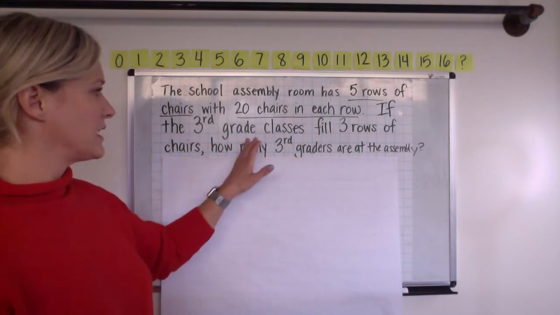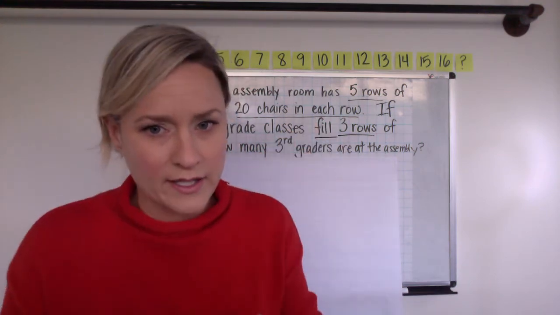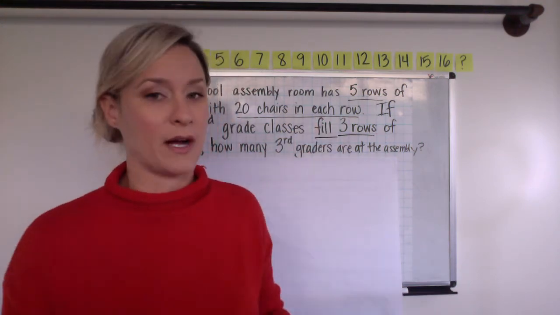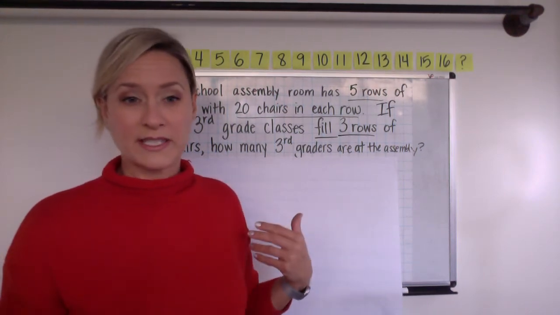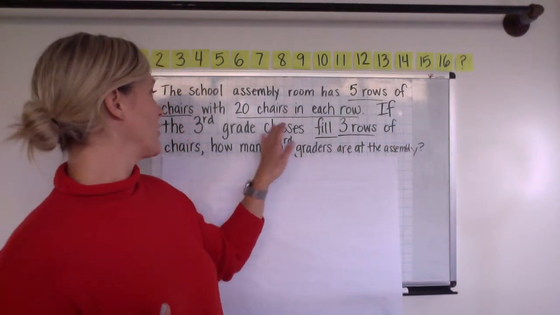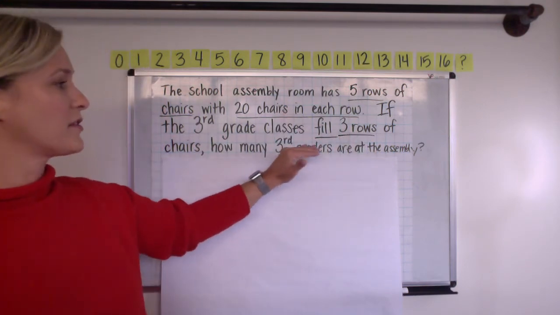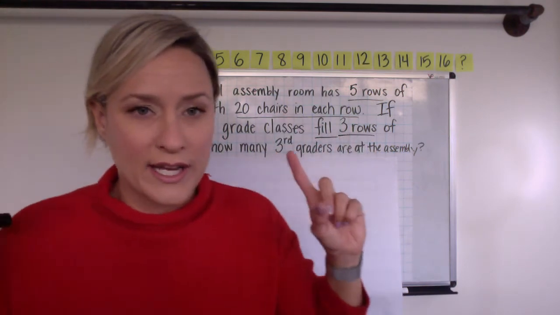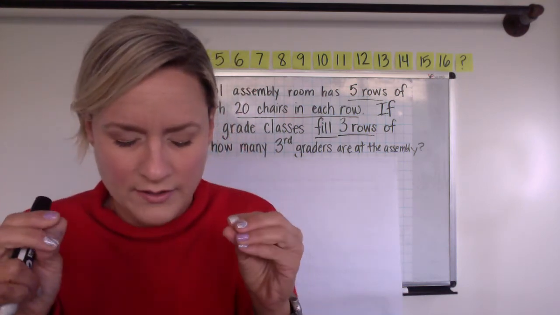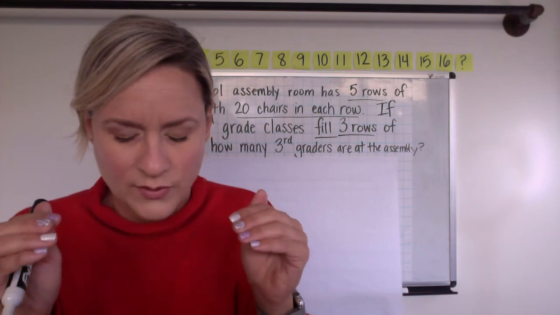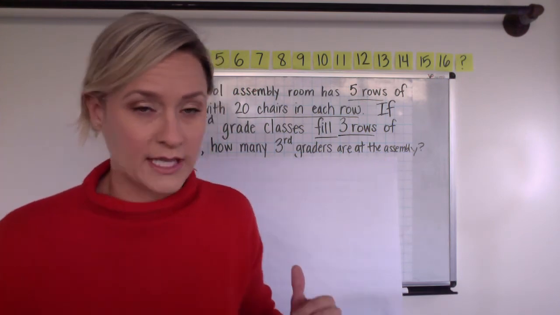If the 3rd grade classes fill 3 rows, so they don't fill the whole thing. There are probably 4th graders sitting behind them, right? Or parents, maybe, depending on what the performance is, right? What they're watching. So the 3rd grade classes fill 3 rows of chairs. How many 3rd graders are at the assembly? All right, so you need to make sure you have the picture in your head. Do you have it? 3 rows, 20 chairs. But there were also 2 more rows that didn't get filled.